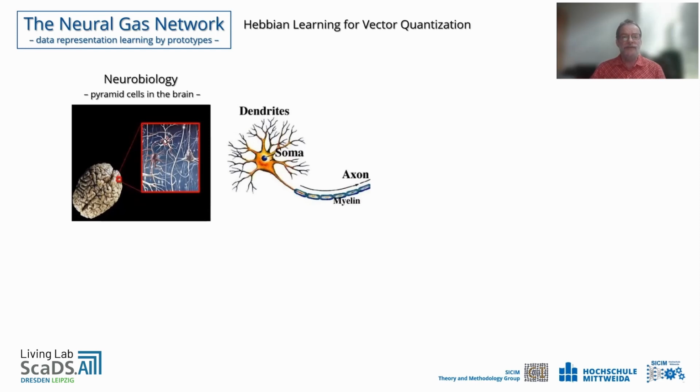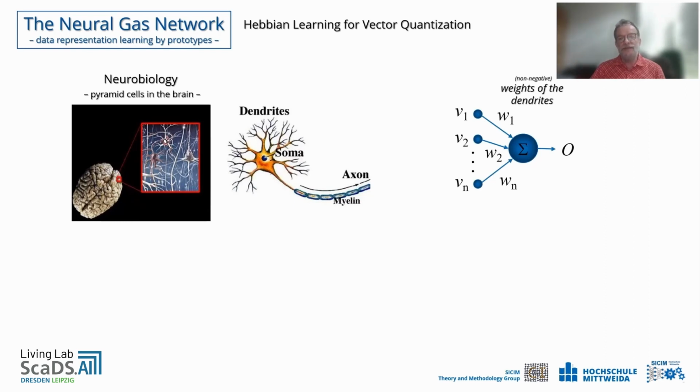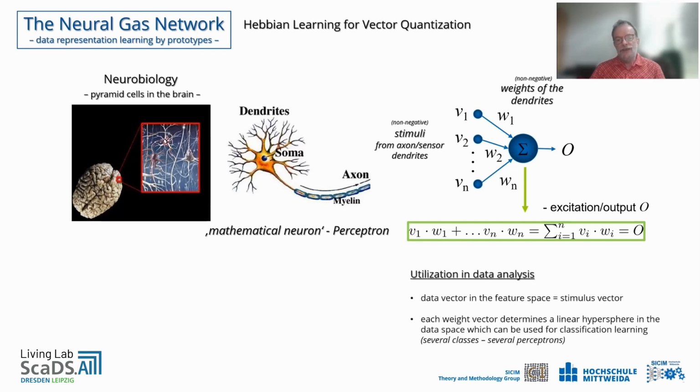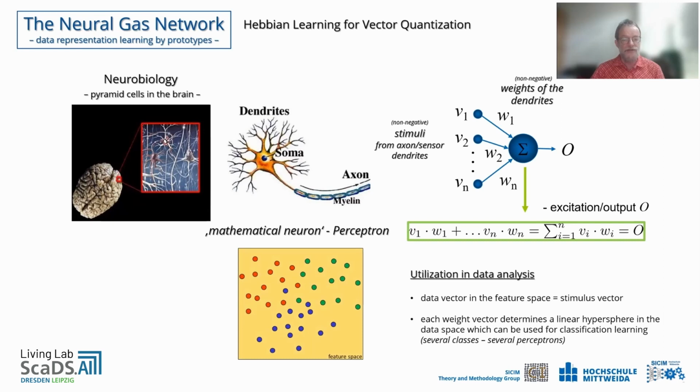Now I will think about Hebbian learning vector quantization, which is obtained from the basic perceptron model. We all know that if you have the pyramid cells in the brain, then this excitation, or the simplest model to say, is a perceptron, and the excitation is just the inner product between the stimulus vector U and the weight vector W. And in data analysis, these stimulus vectors are, of course, our feature vectors, and each weight vector determines a linear hyperplane in the data space, which can be used for classification learning.